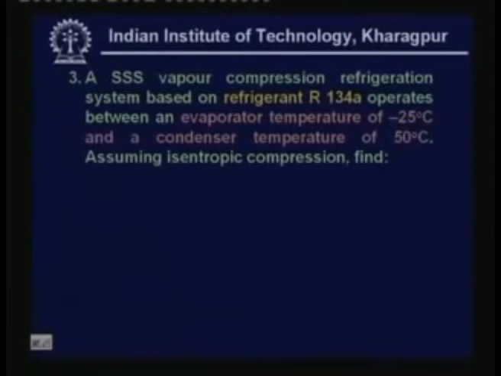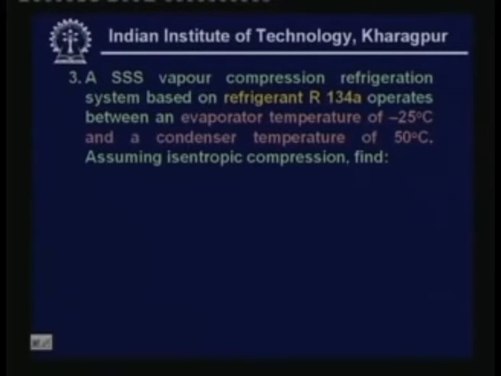So, let me explain the third problem. The third problem is another simple problem. This is a saturated single stage cycle, SSS, vapor compression refrigerant system based on refrigerant R134A, which operates between an evaporator temperature of minus 25 degrees centigrade and a condenser temperature of 50 degrees centigrade.